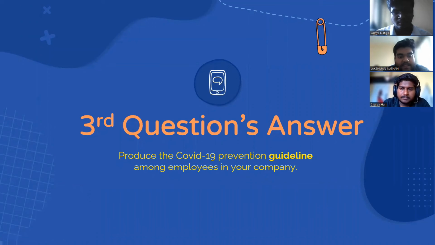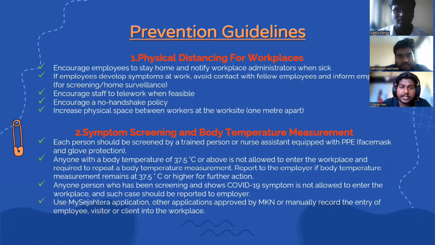So now let's see the third question's answer. Produce the COVID-19 prevention guidelines among employees in your company. Let's see the prevention guidelines. Physical distancing for workplaces. Encourage employees to stay home and notify workplace administration when sick. If employees develop symptoms at work, avoid contact with fellow employees and inform the employer for screening or home surveillance. Encourage staff to work late when feasible. Encourage a no-handshake policy. Increase physical space between workers at the worksite, 1 meter apart.